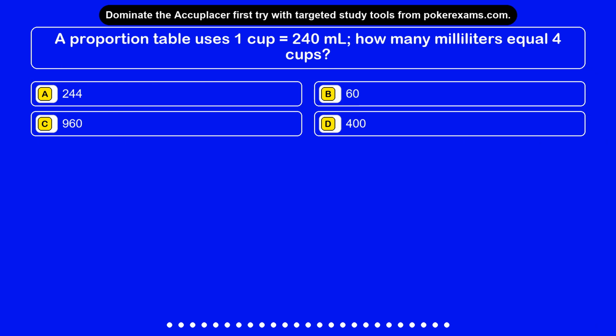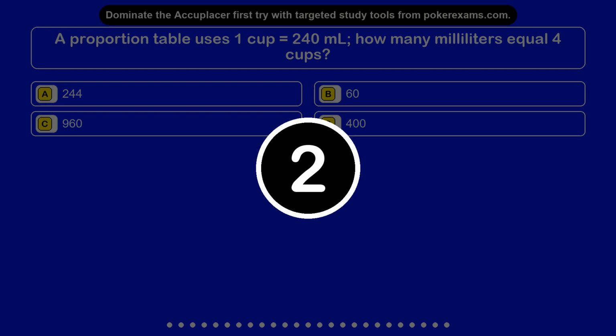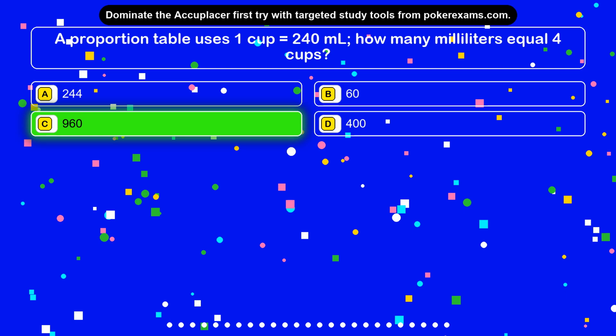Question 5. A proportion table uses 1 cup equals 240 ml. How many milliliters equal 4 cups? Option A, 244. Option B, 60. Option C, 960. Option D, 400. The correct answer is option C, 960.